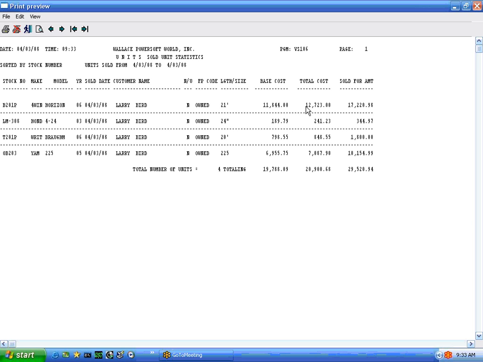Here's what my base cost was. Here's what my total cost was. Here's what I sold it for. Obviously, my base cost is what it was when I purchased it. My total cost is the floor plan and the RO cost, my real cost at what it really cost me. Here's my bottom line.